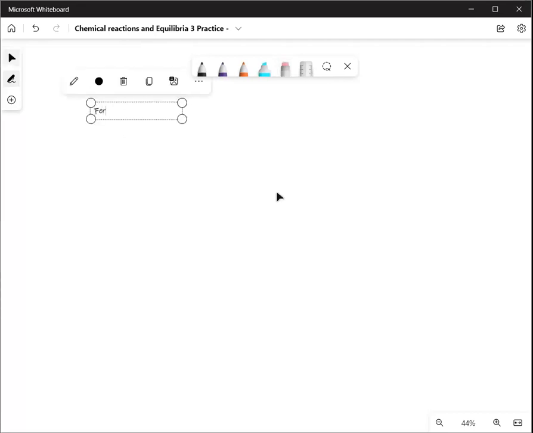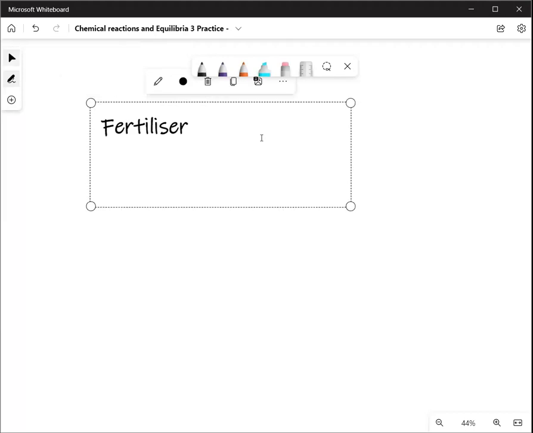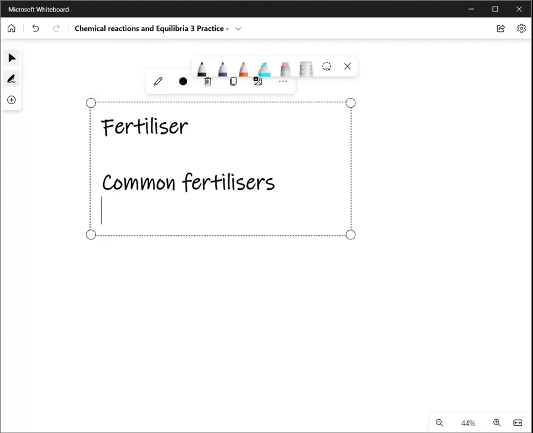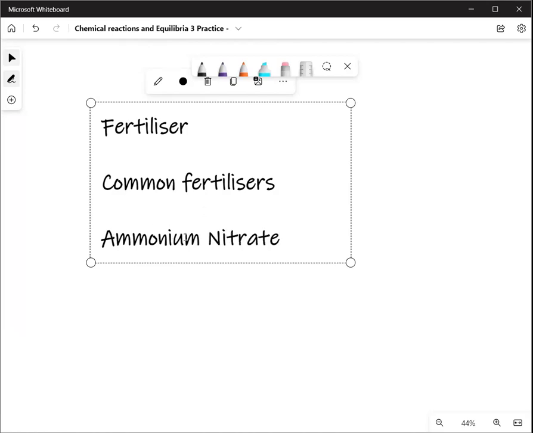Look at fertilizers. The first thing is we look at common fertilizers. Now common fertilizers are, first one is ammonium nitrate. What does it look like? This is NH4NO3.